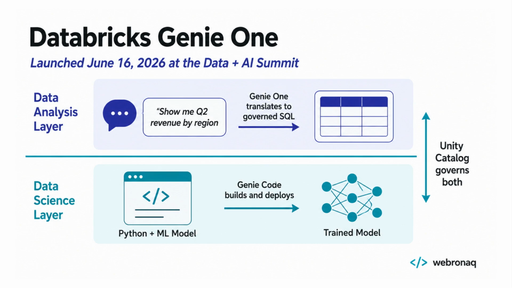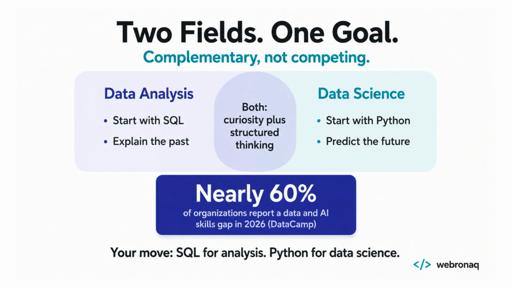Let's wrap up with what this means for you. Alright, here's the big picture. Data analysis and data science are not rivals. They are teammates. Analysis tells you what happened. Data science tells you what will happen. Great organizations need both.